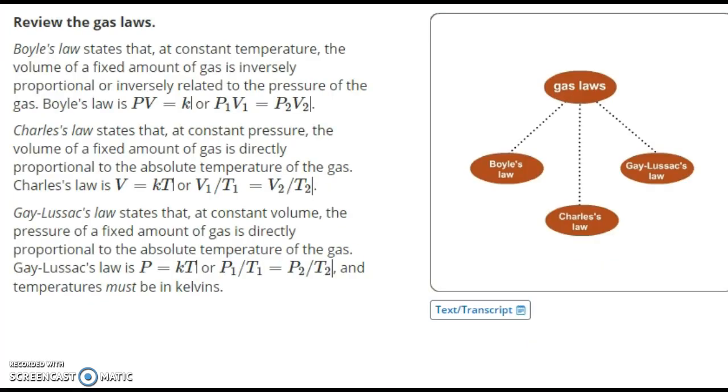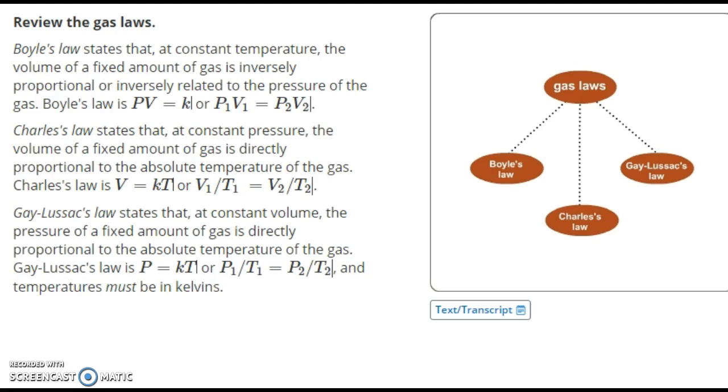So review the gas laws. And again, make sure you have your cheat sheet printed off. Boyle's law states that at constant temperature, the volume of a fixed amount, the same amount of gas, is inversely proportional, or inversely related, to the pressure of the gas. So when the pressure goes up, volume goes down. And there are the equations.